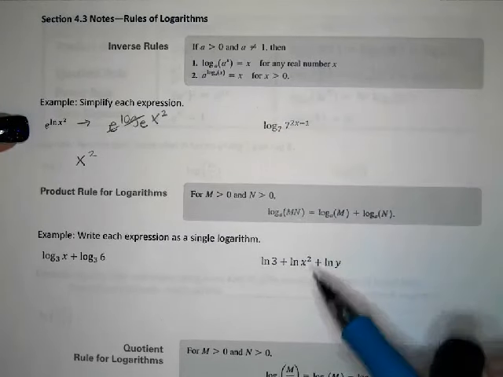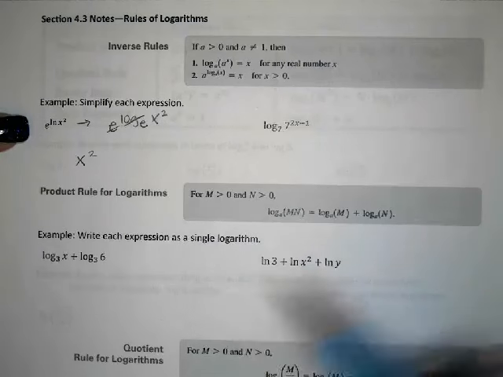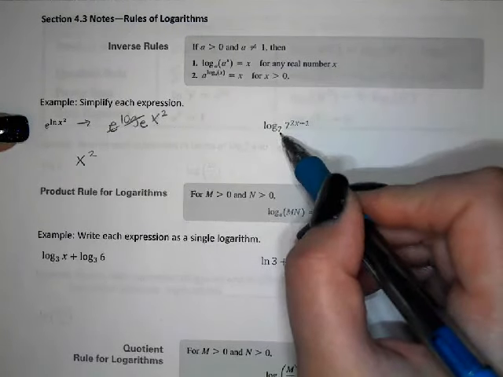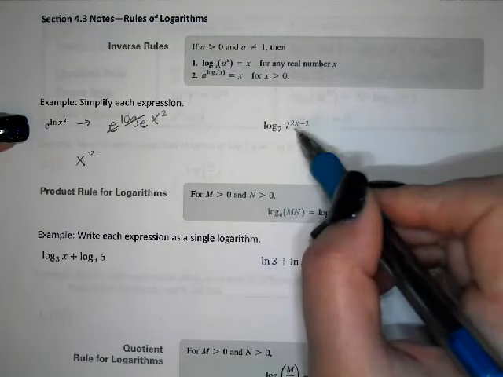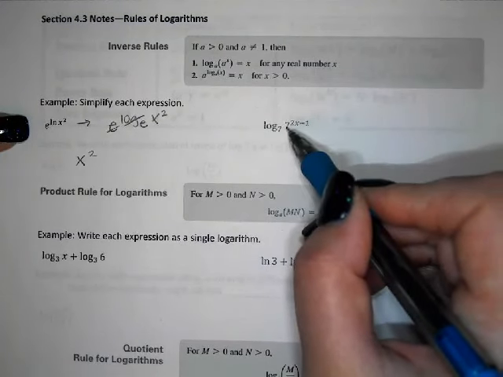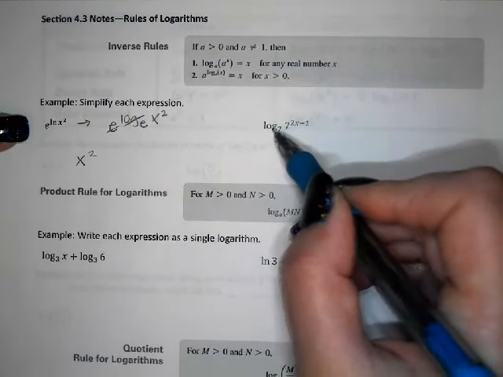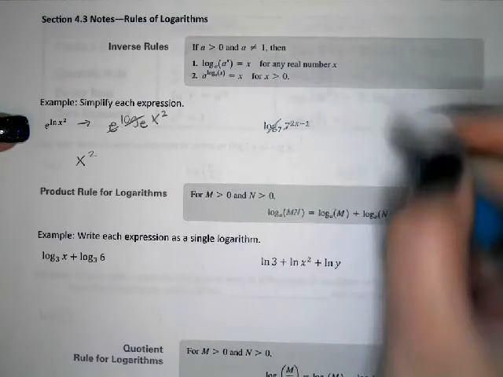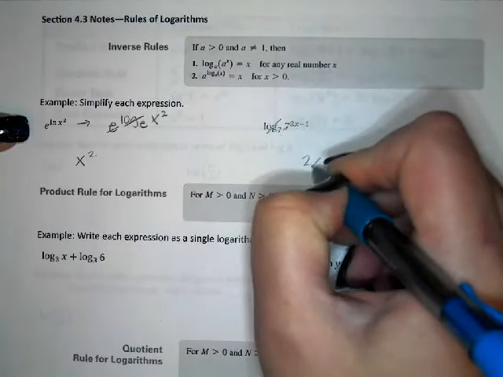Bases for exponential expressions and logs, they're inverses of each other. So if this is log base 7 and then an exponential expression with a base of 7, those cancel each other out because they're inverses of each other, and we end up with 2x minus 1.